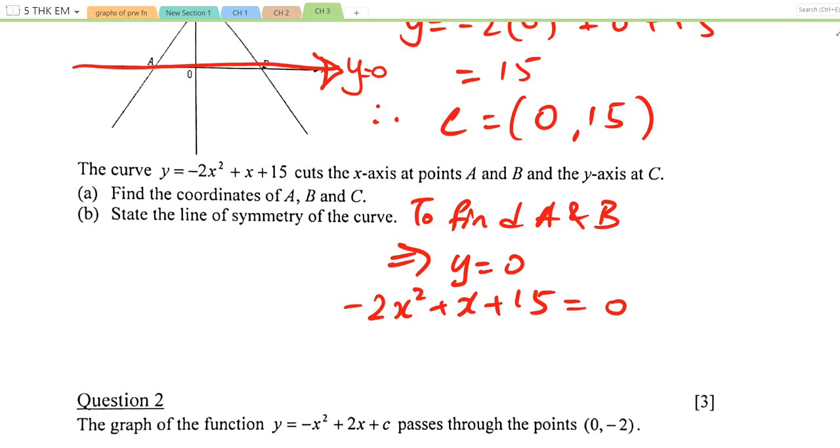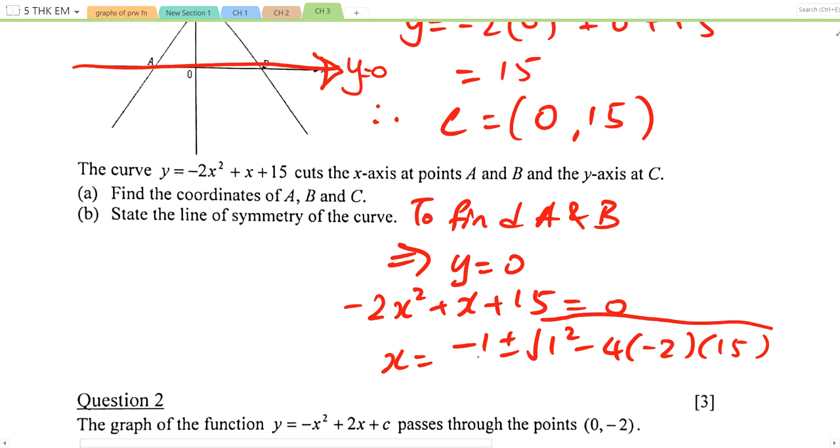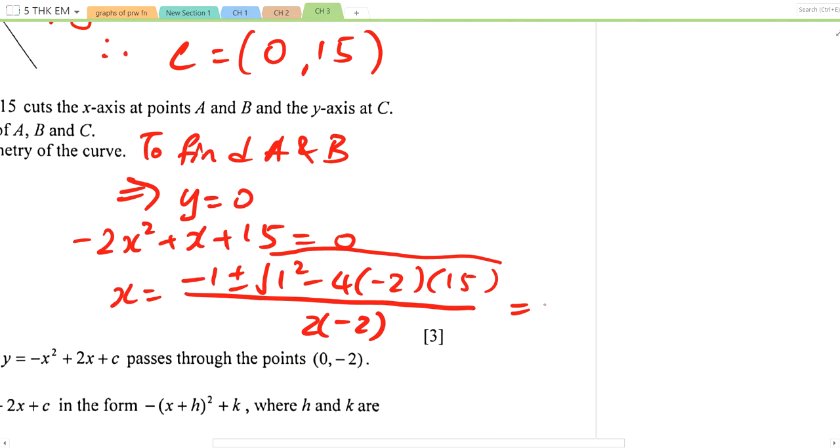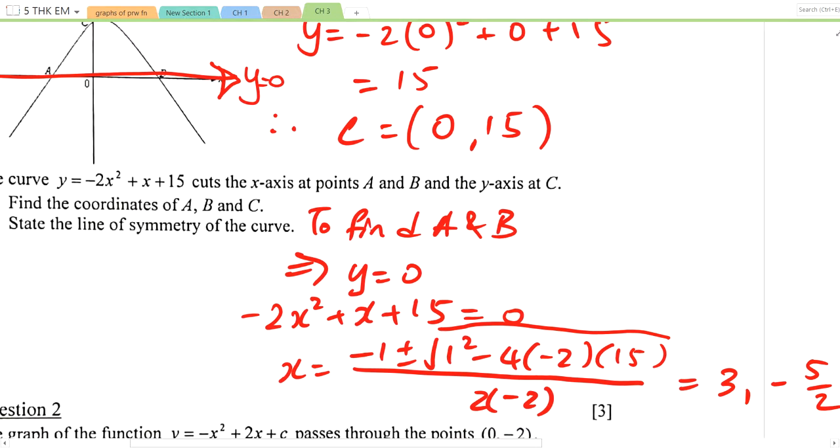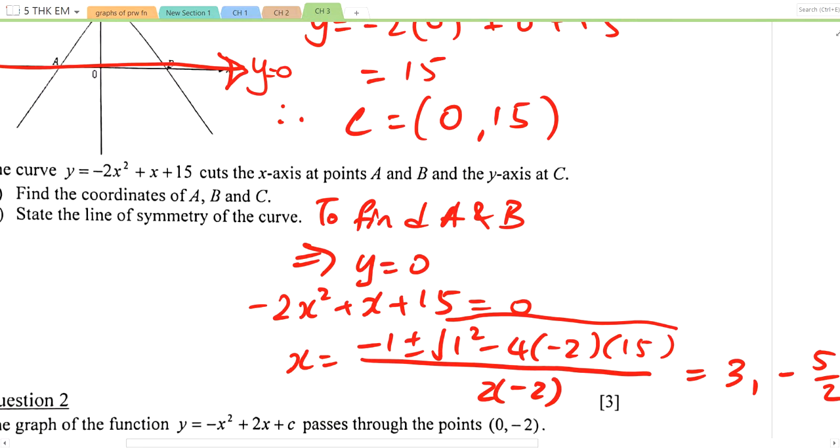How do I solve? Which method do you want to use? Factorization or formula? Formula, okay. Go ahead and use the formula. X equals -1 plus or minus the square root of 1 squared minus 4 times -2 times 15, over 2 times -2. Okay, what are the two answers for x? 3 and -5 over 2, 2.5, 5 over 2. Okay, so from here, one of them is supposed to be the x coordinate for A, one is the x coordinate for B. Which one is which?